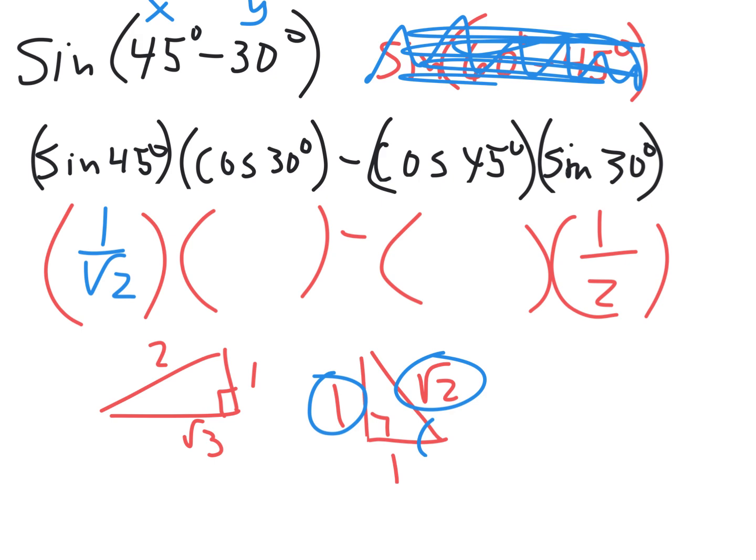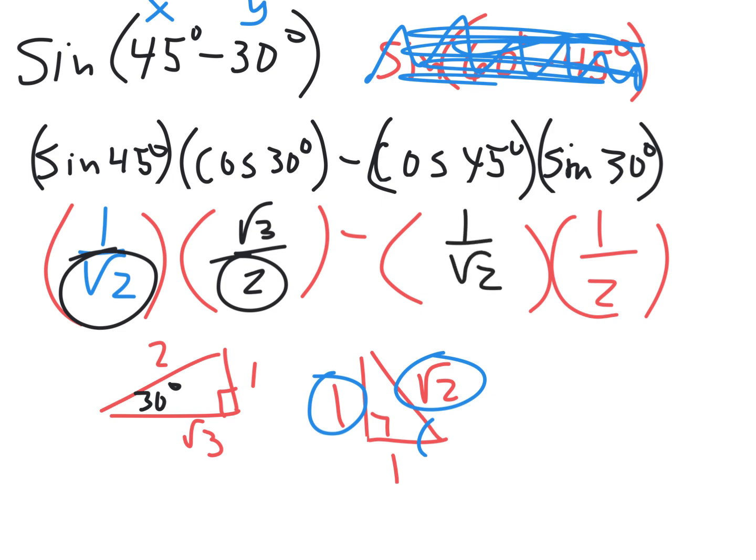And now cosine of 30. Henry, what'd you get for cosine of 30? Square root of 3 over 2. Yep. And now look how my denominator is developing to be 2 root 2. Now go over to cosine of 45. Graham, Tyler, what'd you get for cosine of 45? 1 over root 2.